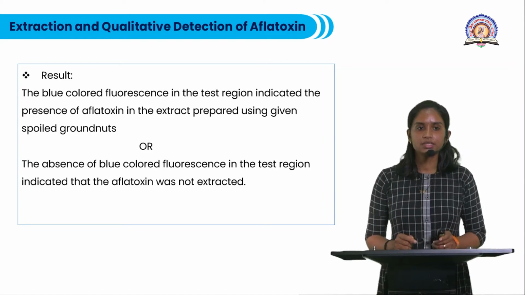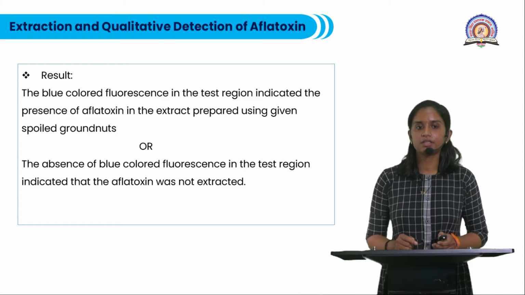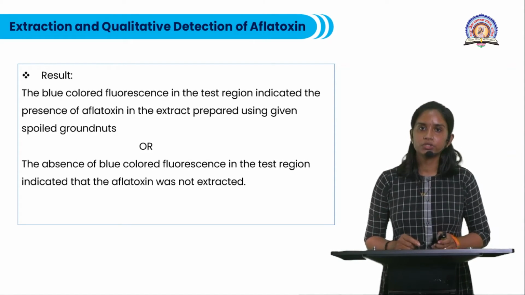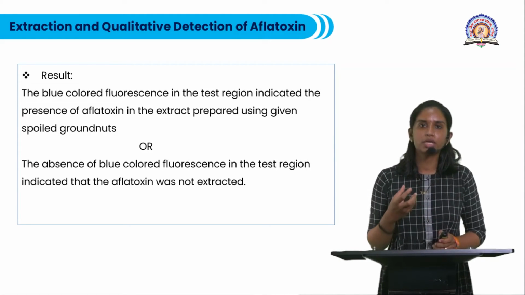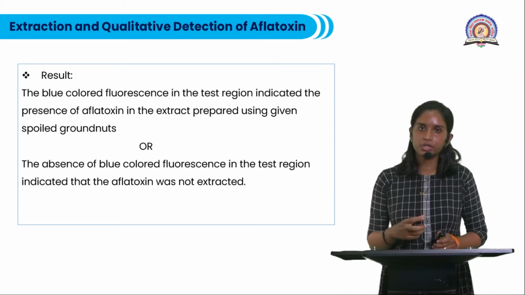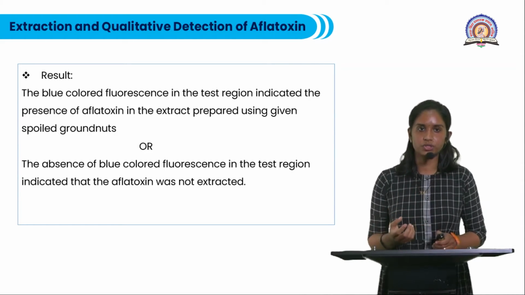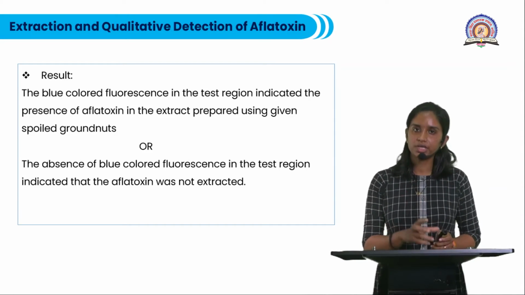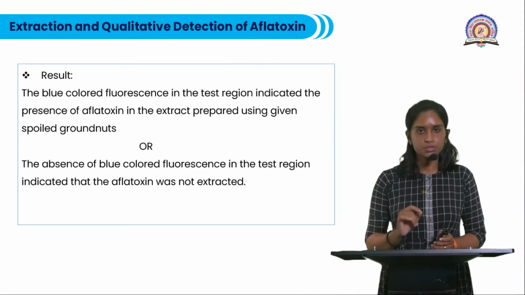And the second thing is, the absence of blue colored fluorescence in the test region indicated that the aflatoxin was not extracted. You can give a negative interpretation also, because extraction of aflatoxin is not that easy. You need to take a highly spoiled groundnut sample for extracting this in greater amount or greater concentration. So this is the first part. What we have done in this is, we have extracted aflatoxin and we have done qualitative detection by observing its fluorescence under the UV light.